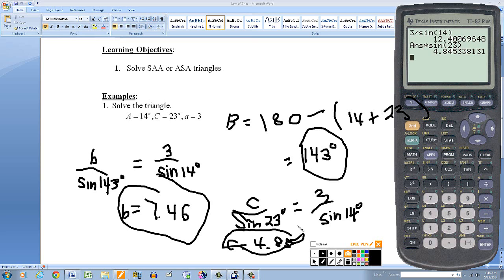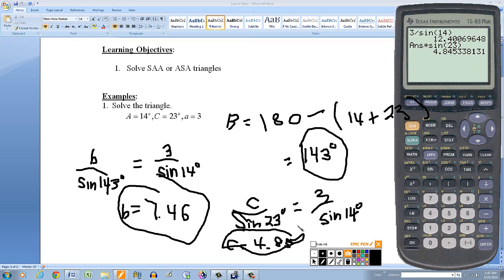This particular type of problem is pretty straightforward compared to the second case I'll be looking at in the next video. You're given the 2 angles, so it's easy to find the third angle. Simply add the 2 angles and subtract from 180. And we got B was 143. And then to find the missing sides, you were given 1 side, so there's 2 missing.